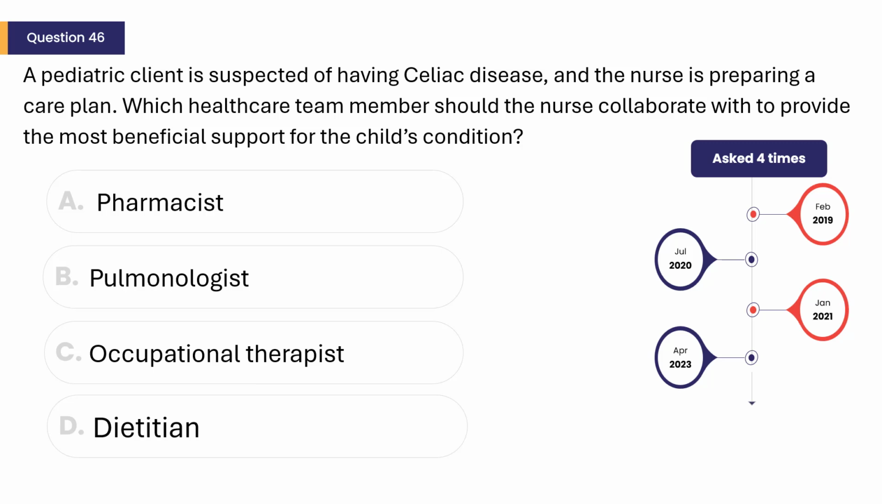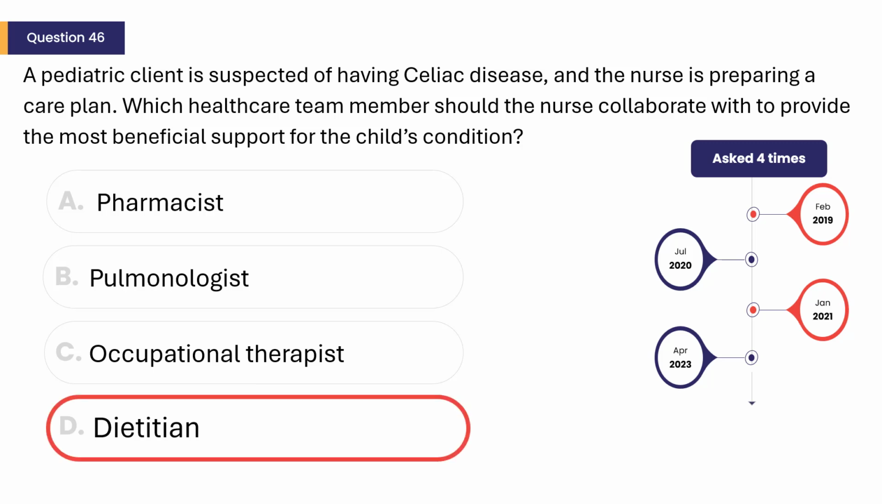A. Pharmacist. B. Pulmonologist. C. Occupational therapist. D. Dietitian. The correct answer is D. Dietitian. D is correct. Celiac disease is a chronic autoimmune disorder where gluten consumption triggers inflammation in the small intestine, leading to malabsorption.